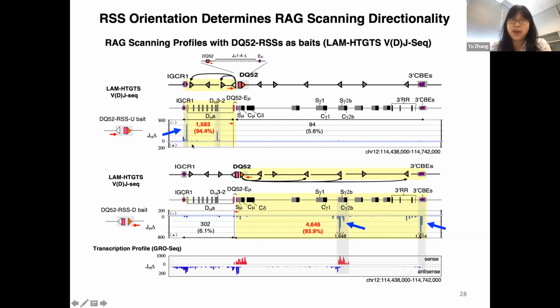Also, notably, the CBE barriers are hotspots for RAG off-target activity, meaning RAG off-targets accumulate here. And beyond CBEs, we found that the S-gamma-2b region in the downstream scanning path also has strong RAG activity accumulated. This is most likely because it is a very robust transcriptional site. We will go back to this phenomenon later on.